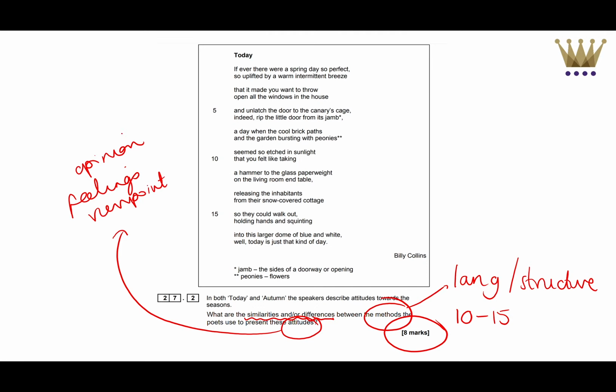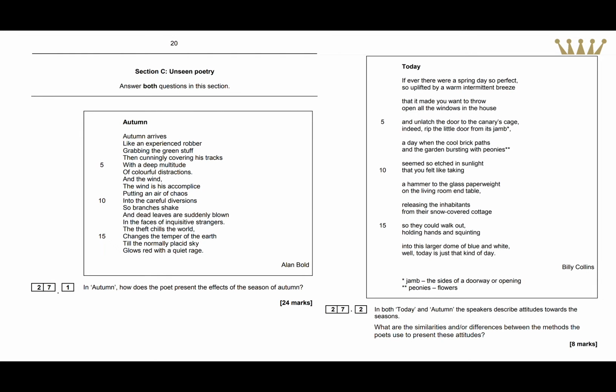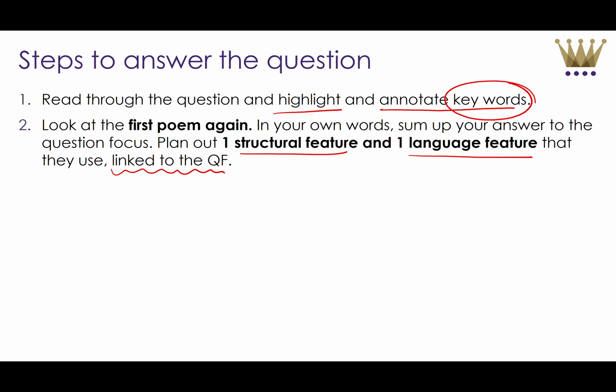So I'm actually going to go back first of all to the first poem that I've read, which was listed in 27-1, which was the Autumn poem. So let me take another look at that. Now, you will already have loads of notes on your poem. Mine's blank, but yours will be full of ideas from when you answered the 24-mark question for 27-1. So what I need to do, let me just go back to my steps, is just check. I'm going to plan out 1 structural feature and 1 language feature that is used, really importantly, linking to the question focus. Okay, right then, let's take a little look.